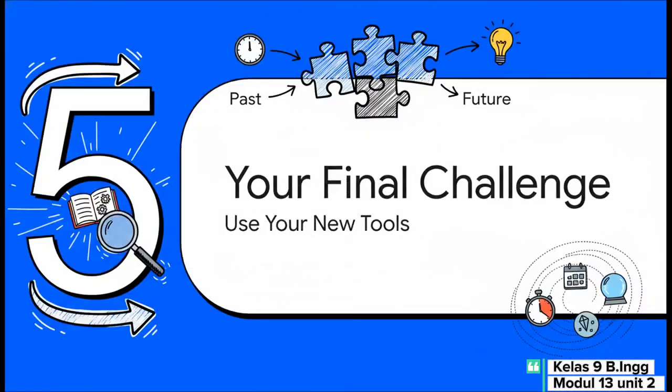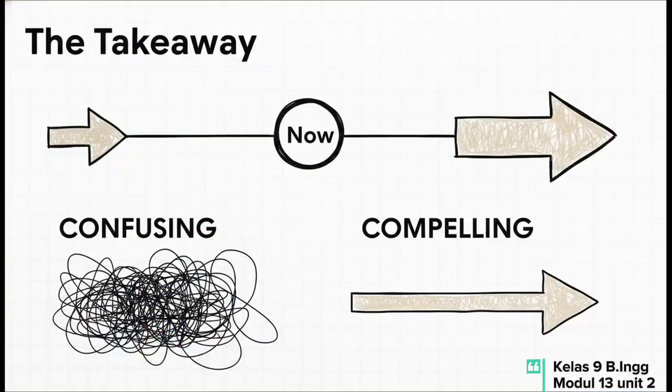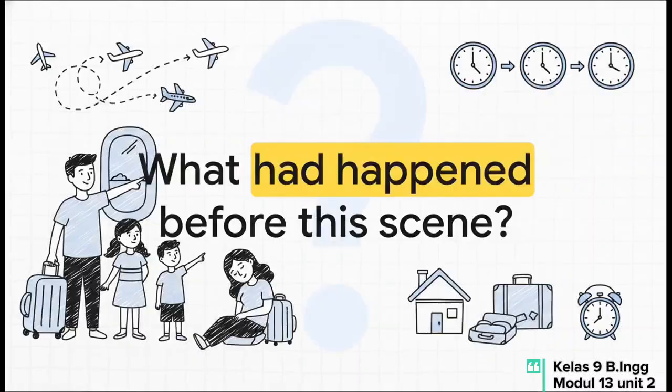All right, so we've looked at the tools for looking forward and the tools for looking back. So what's the big takeaway here? What's the main thing you need to remember from all this? It's actually pretty simple when you boil it down. You now have the two most important tools for controlling the timeline when you speak English. Will points to the future, had points to the first of two things in the past. And trust me, using these correctly is the difference between a story that's kind of confusing and one that's totally compelling.